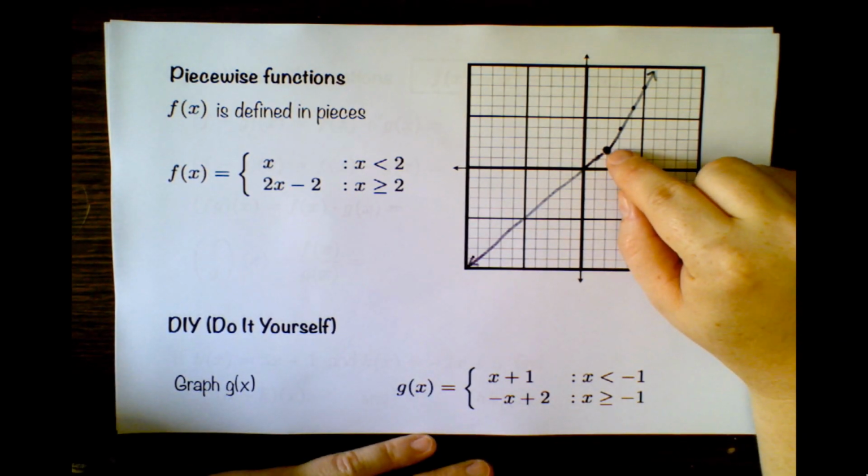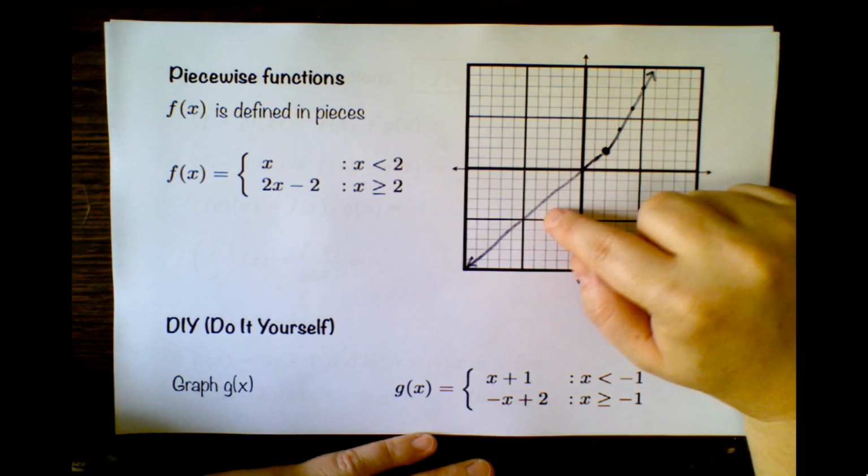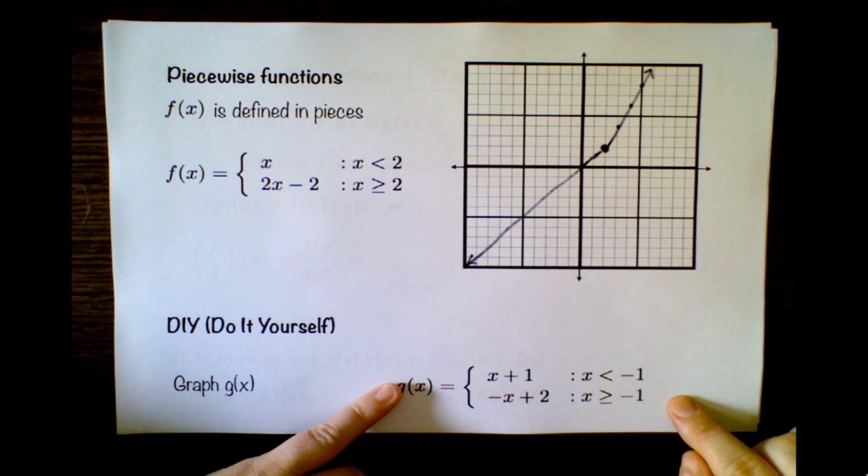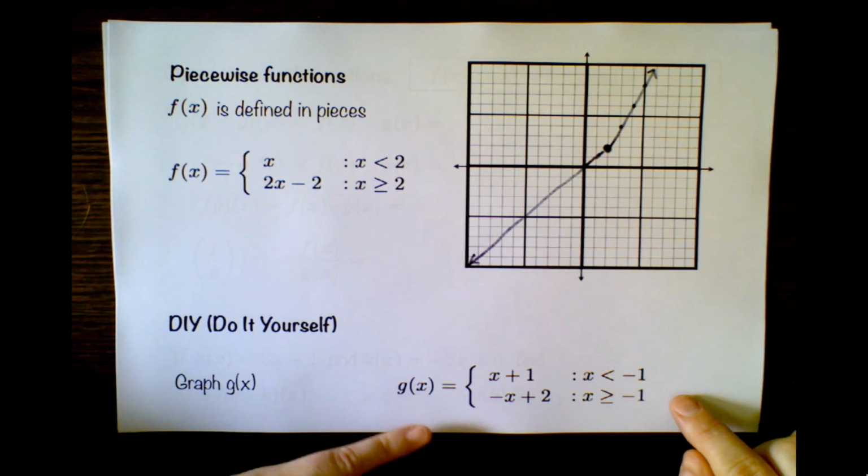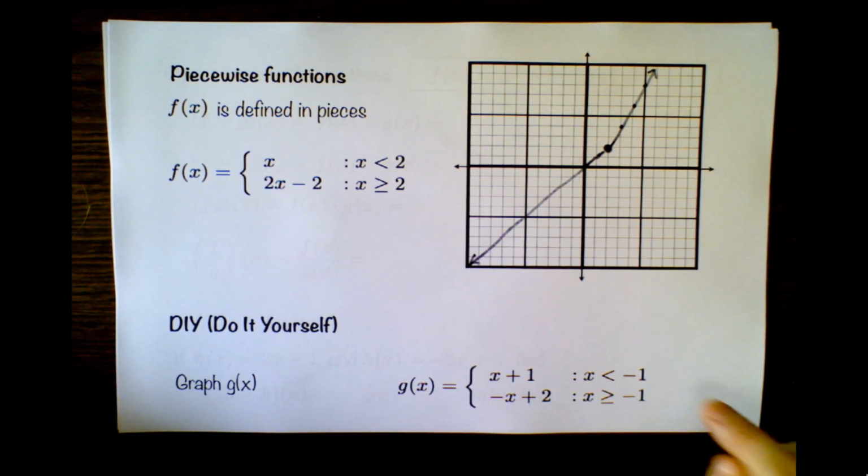It just happens that these 2 pieces connected. In your DIY, I don't think the pieces do connect. So just remember to put an open circle on the strictly less or greater than one, and a closed circle on the end that has the equals sign as part of your inequality.